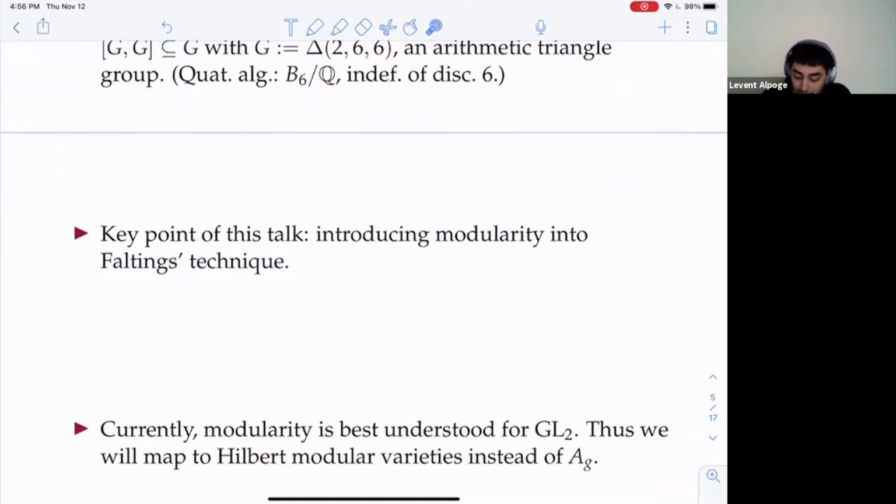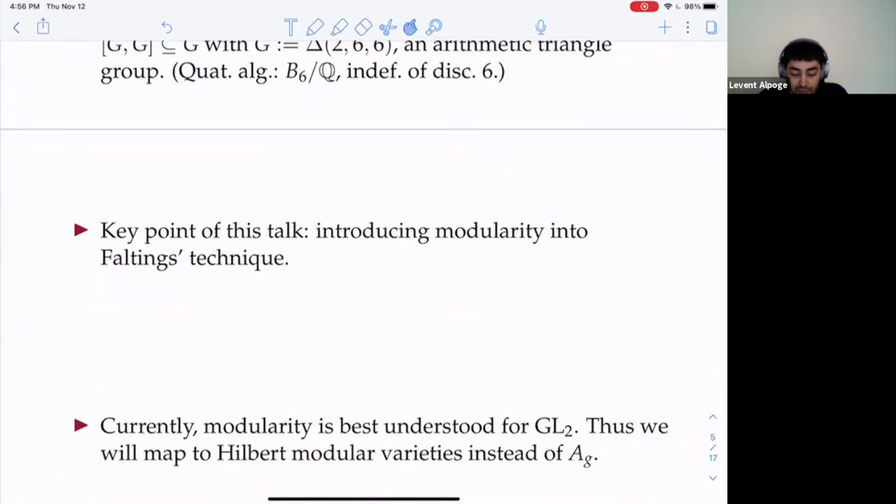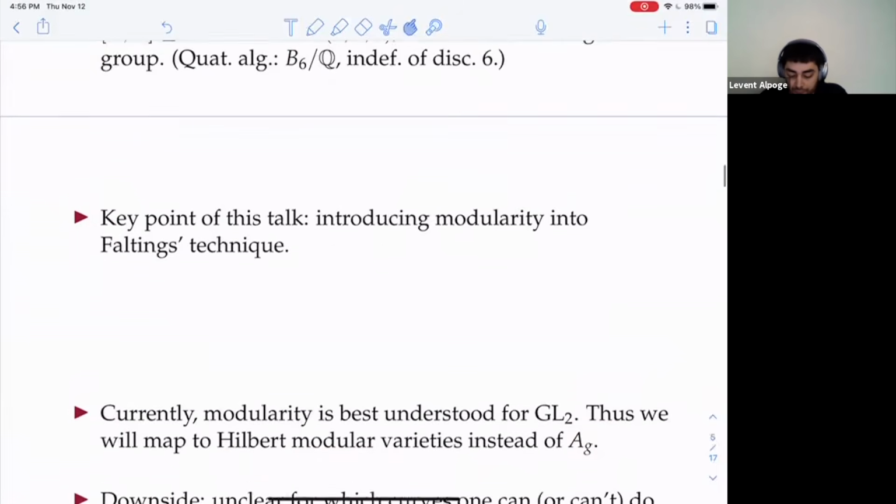So a Hilbert modular variety is exactly a moduli space where all the abelian varieties that it parameterizes have Galois representations valued in GL2. They're GL2 type, so to speak. So we're going to deal with Hilbert modular varieties. And remember, Faltings reduced to dealing with S-integral points on A_g. So we're going to deal with S-integral points on Hilbert modular varieties.